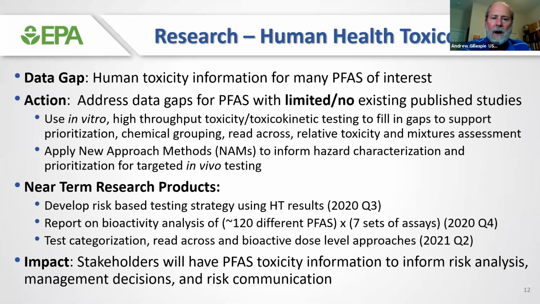So we have an experiment underway right now. We started with about 150 different PFAS chemicals. About 30 of them were just not amenable to the high throughput technology that we use; we just couldn't run them through our different systems. So we've got about 120 PFAS, which are being run through 7 different sets of assays. And the idea is to generate biological activity data for different kinds of assays for each of those chemicals.